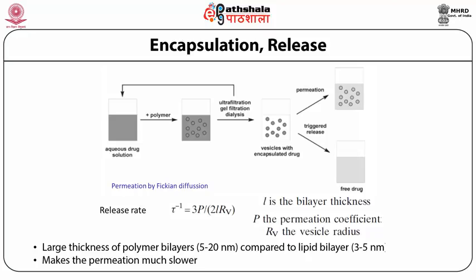So you see that if you have larger vesicles or a thicker bilayer, then this permeation is slower, so the vesicle can keep your drug for a longer time. That is why nowadays people prefer polymersomes, because polymeric bilayers are thicker as compared to the lipid bilayer. That is how polymersomes are used in modern days.